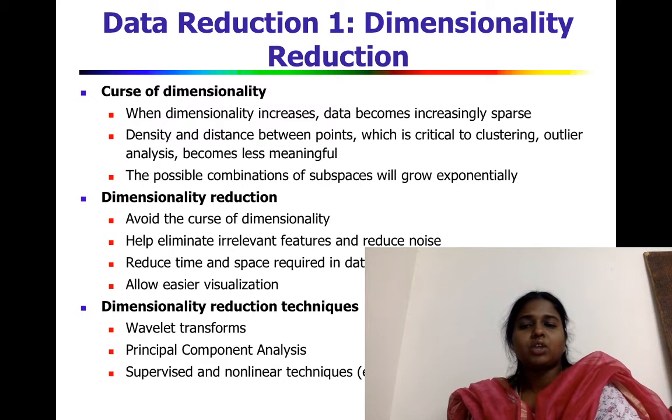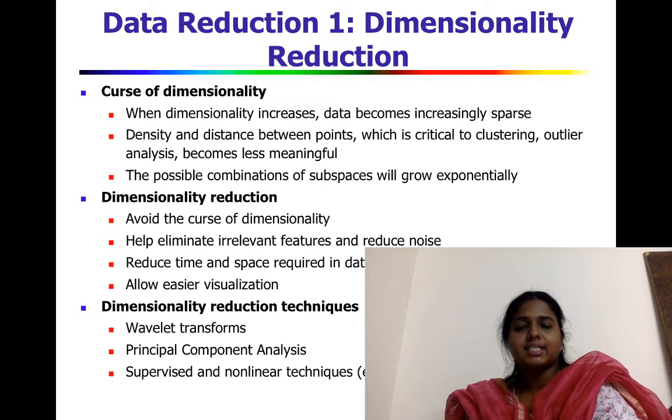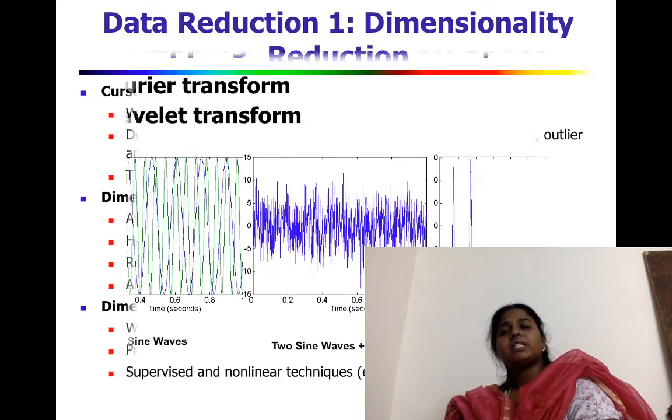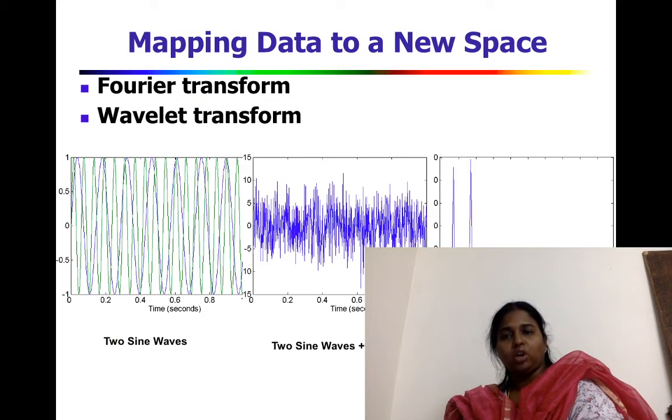The first one is called wavelet transforms. The second one is called principal component analysis. The third one is a supervised methodology, which is called feature selection. We will see little by little on all of this.